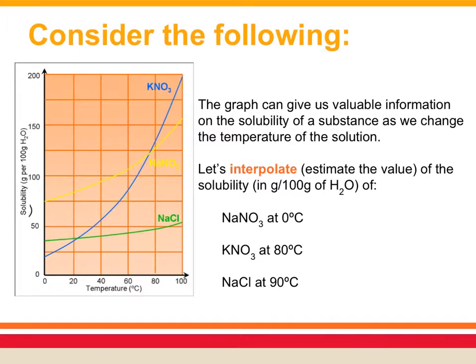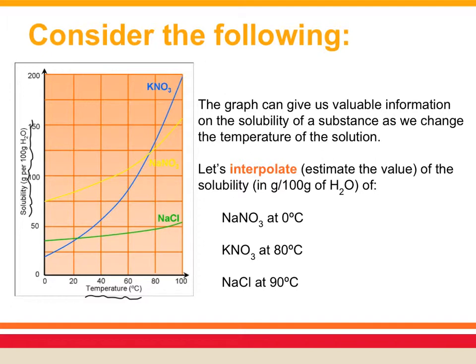And the way that this is done is the solubility in grams per 100 grams of water is plotted on the y-axis, and temperature is plotted along the x-axis. And so you can see that they are curves because solubility increases as temperature increases.